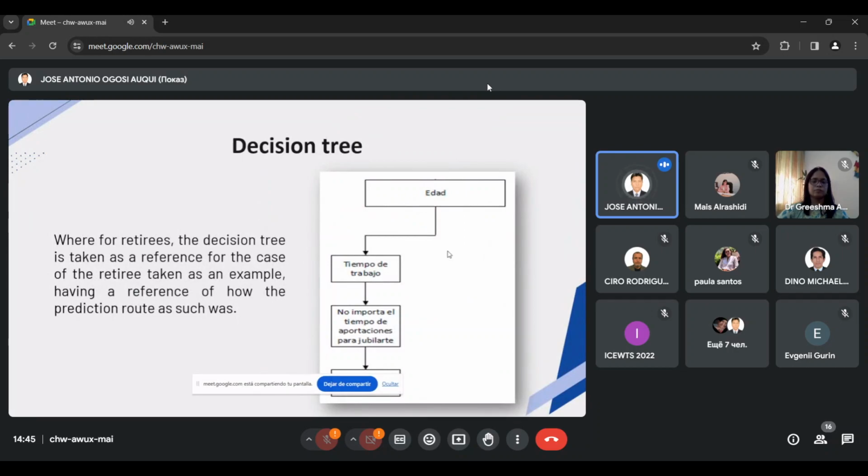Well, the decision tree is taken as a reference for the case on the return, having a reference of how the prediction route was. In this case, for example, we have age. In this case it is in Spanish, edad, tiempo de trabajo, no importa el tiempo de aportaciones para jubilarte, but in English it is age.